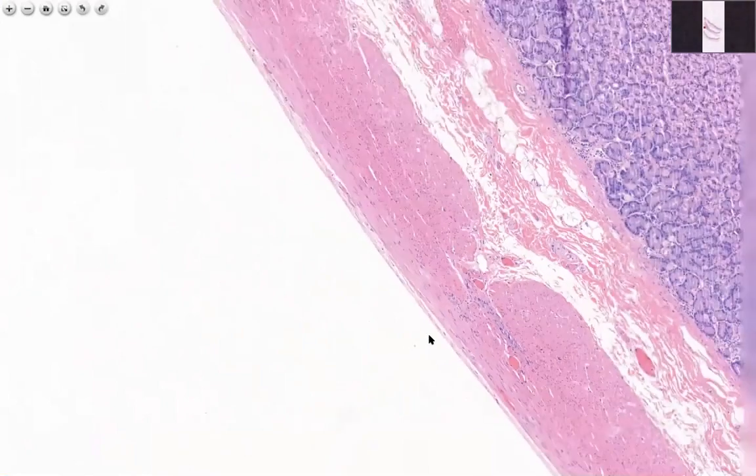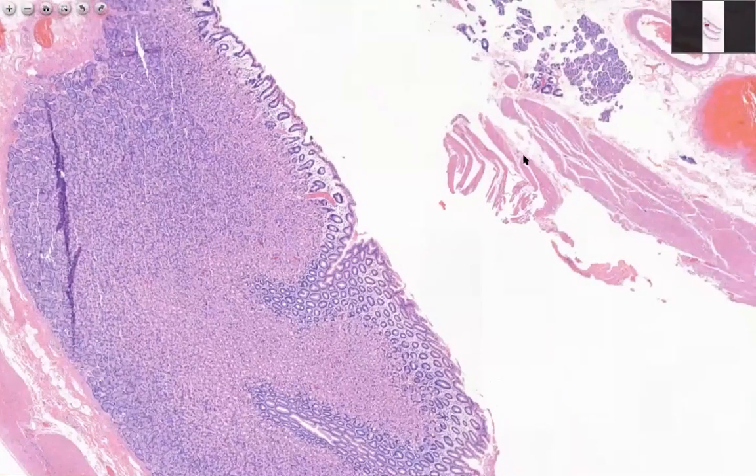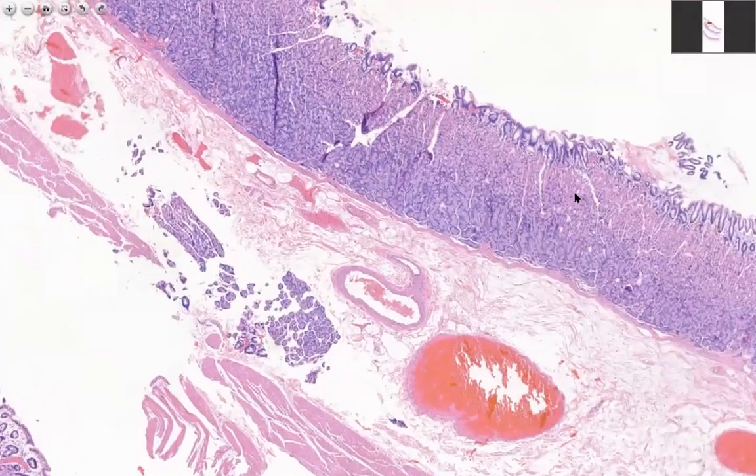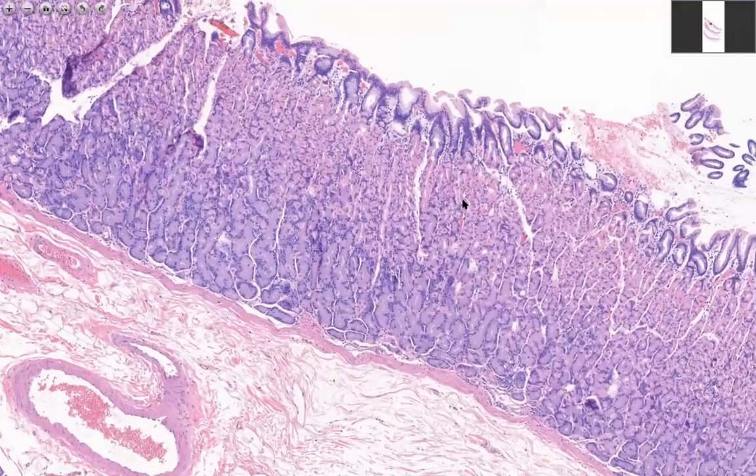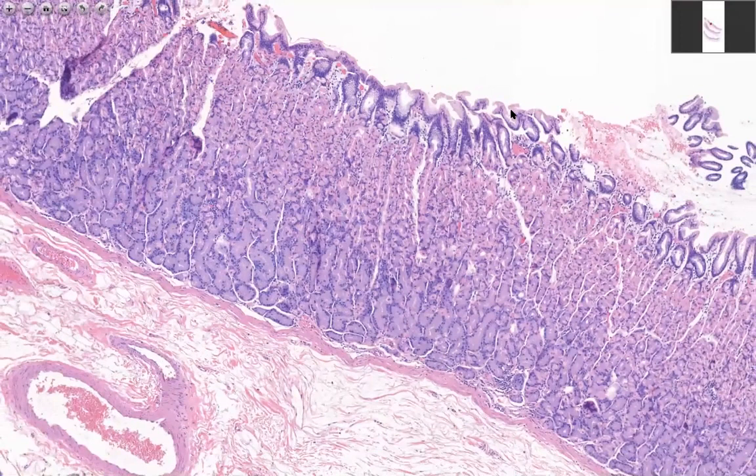Let's go back and talk about the mucosa, because that's the most interesting part and the component that we see the most often in stomach biopsies. Here in the gastric body fundic type mucosa, we have a ratio of gastric pits, which are these invaginations of the surface epithelium, to the gastric glands, which is all of this here, typically about 1 to 4 to 5.